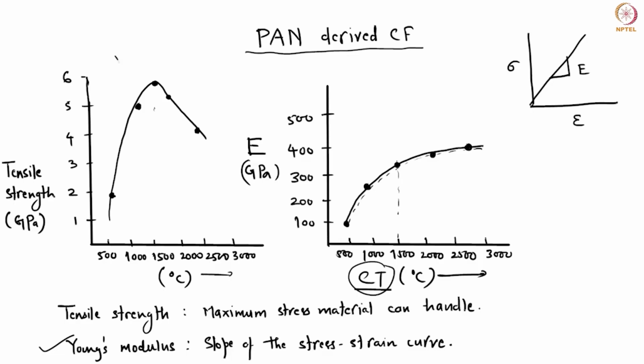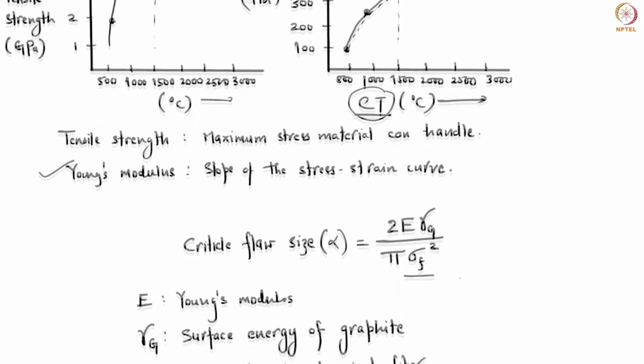Now, if you see this curve, the tensile strength of your PAN-derived carbon fibers increases up to, let's say, 1500. But after that, it indeed declines. In many applications, what is more important is the tensile strength rather than the Young's modulus. So depending upon the application, you need to select your fabrication and heat treatment parameters, because just increasing the modulus is not necessarily what is important for your fiber.